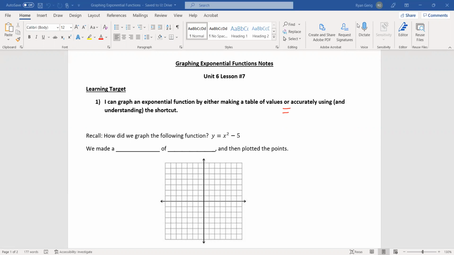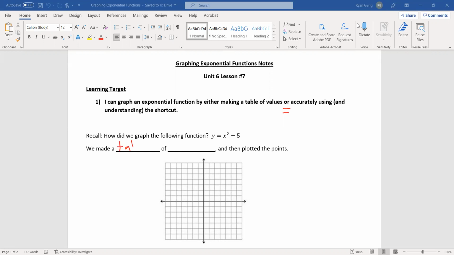All right. So before I do anything with exponential functions, let's look at an old thing that we used to do. How do we graph the following function? Y equals x squared minus 5. Notice this is not an exponential function. An exponential function has a variable as an exponent. That is not the case here. This is old. We did this back in first semester.